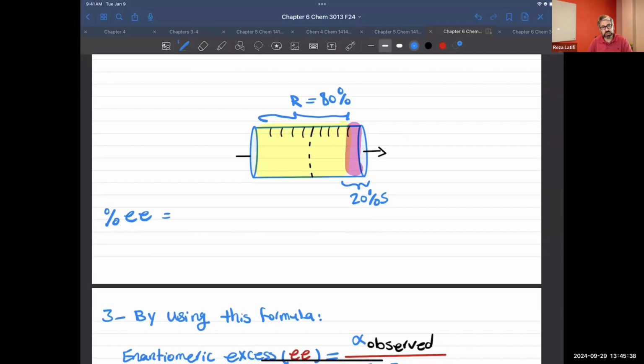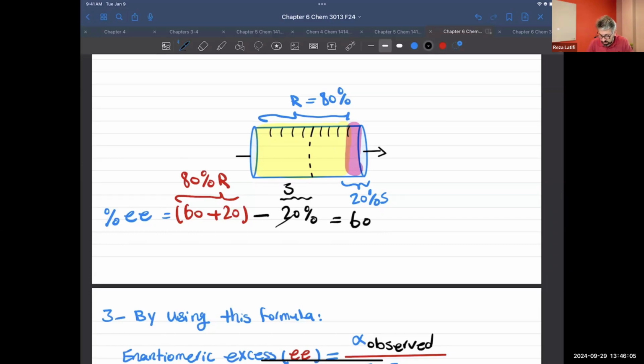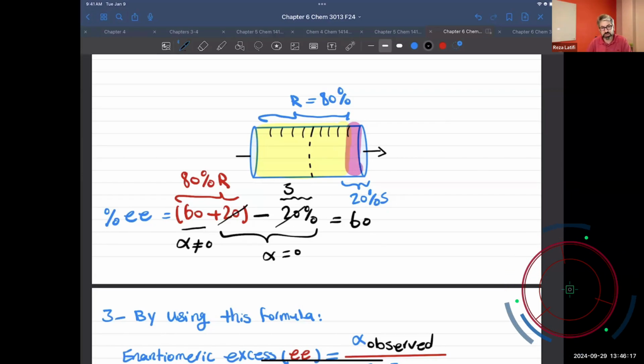The enantiomeric axis is going to be, instead of saying 80, we're going to say 60 plus 20. That's going to be for R, equal to 80% from R minus 20% from S, and we are left with 60%. That 20 from S will cancel 20 from R. They will give you rotation equal to 0. And that 60 is going to give you rotation anything other than 0. So you have 60% enantiomeric axis.